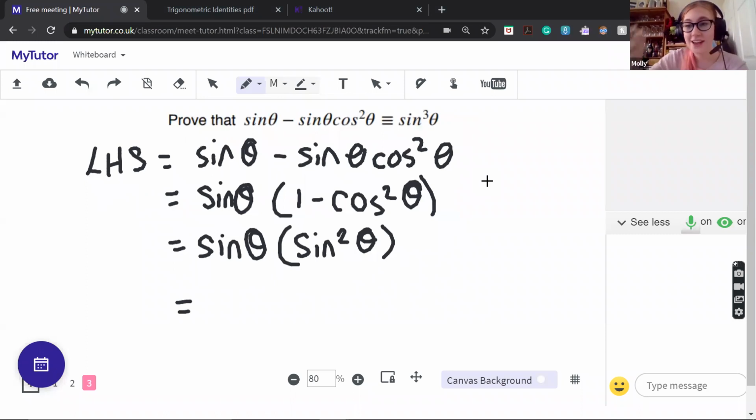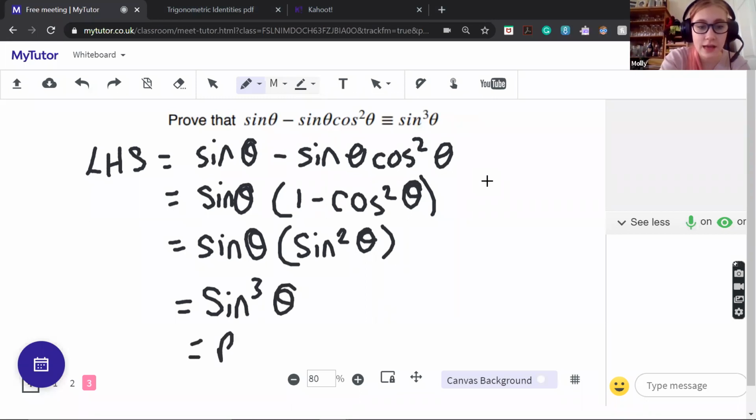And then what's sine times sine squared? Sine cubed. And that's what the right-hand side is. So we're done.